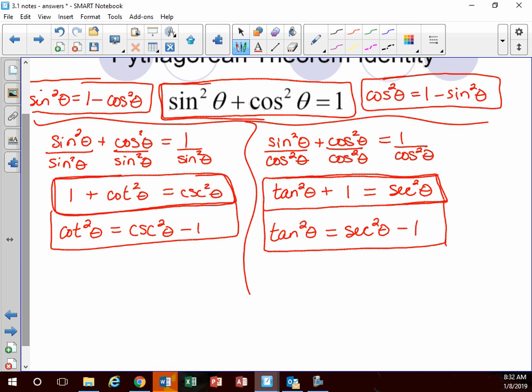Do you guys notice how everything is squared in all of these? That has to be true to use these. If it's just sine plus cosine, that doesn't equal 1. It's like the Pythagorean theorem, your sides would have to be squared, okay?